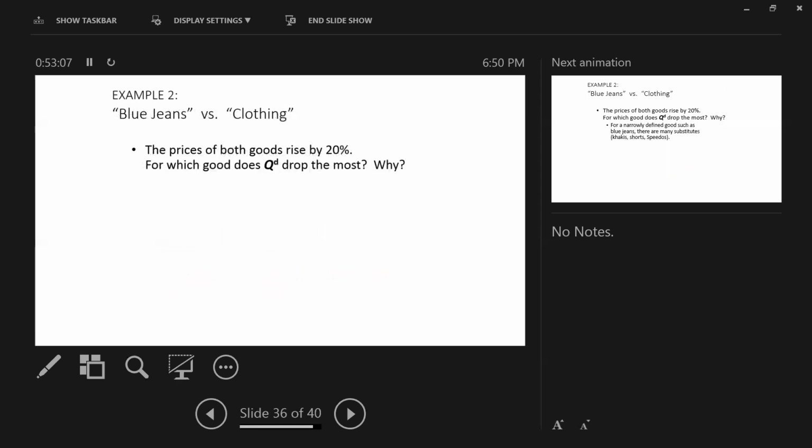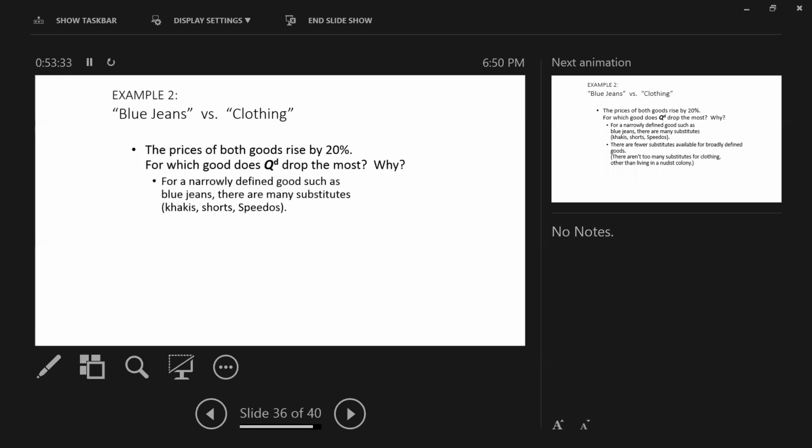Okay, so in example 2, we're going to consider the good of blue jeans versus the good of clothing. And you're like, oh, aren't blue jeans a subset of clothing? The answer is absolutely. One of these goods is very broadly defined and the other is very narrowly defined. And you'll notice if a good is narrowly defined, then that leaves a lot of options for other substitutes. So when the price of jeans goes up, okay, then what do people do? Well, there are substitutes available. Okay, so we expect jeans to be a fairly elastic good in comparison to all clothing because people have plenty of other options for substitutes.